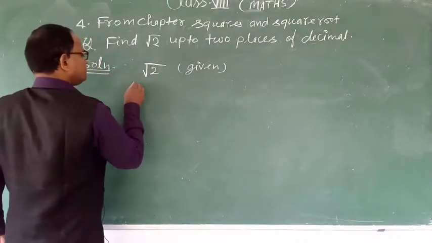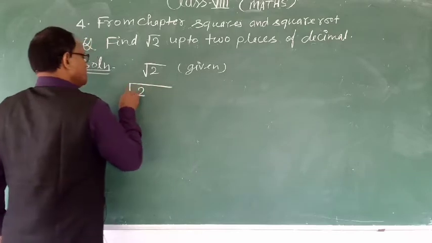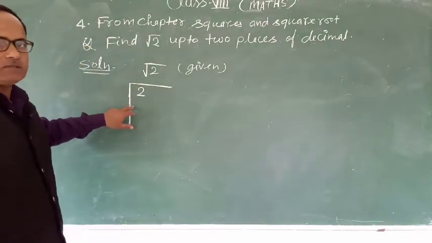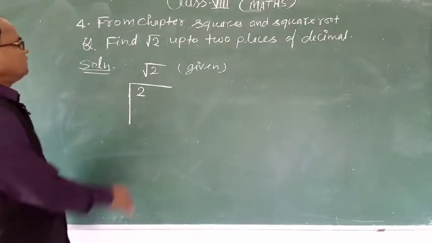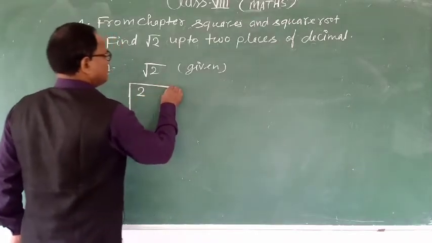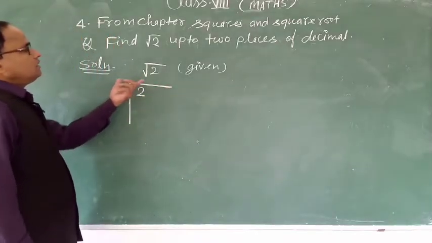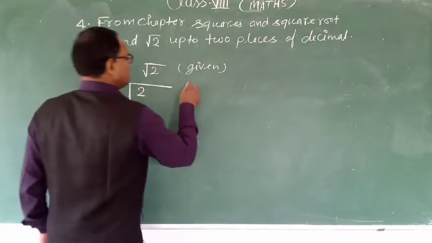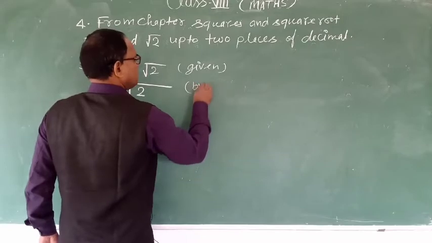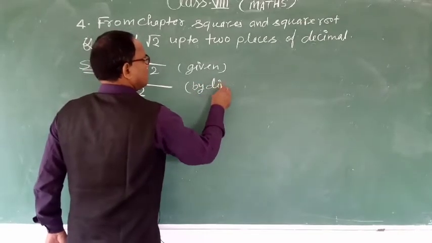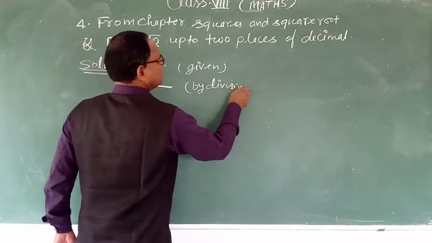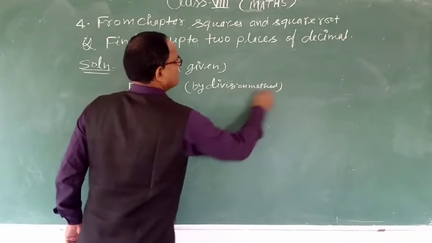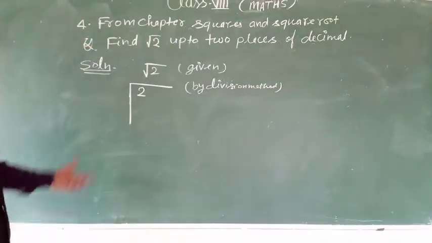Here, 2. Make a frame of square root by this. Okay, student? It is the division method. Also write here: by division method. Okay, students?